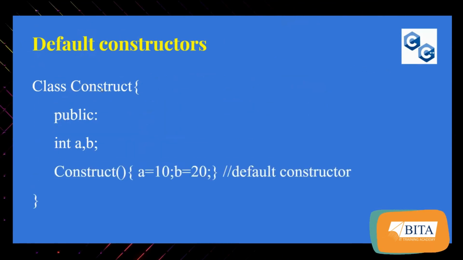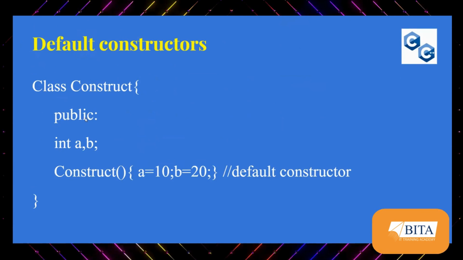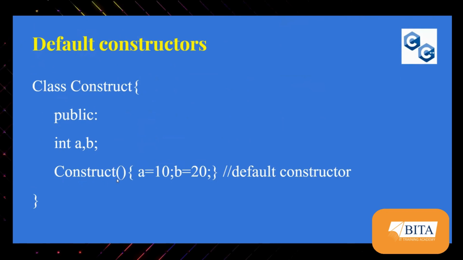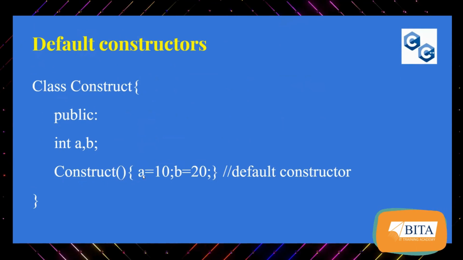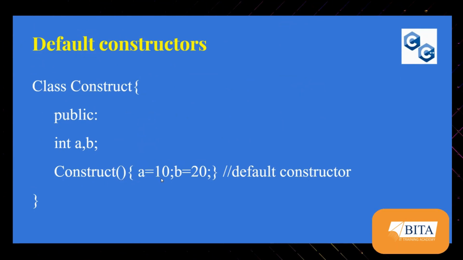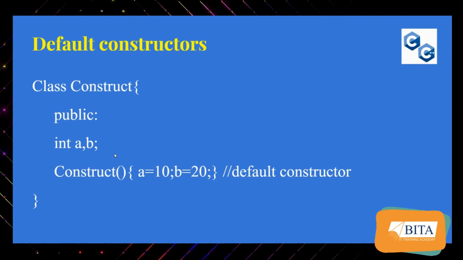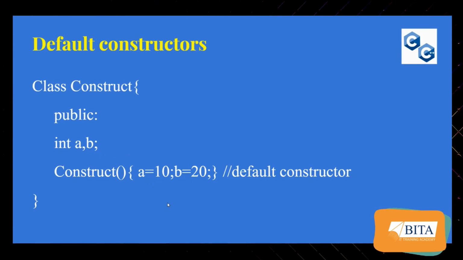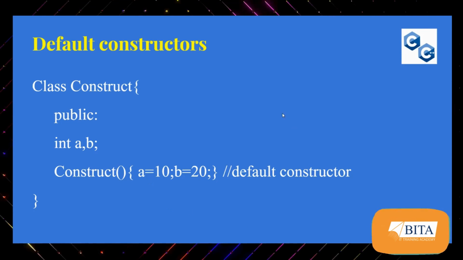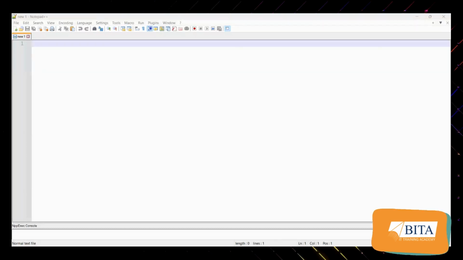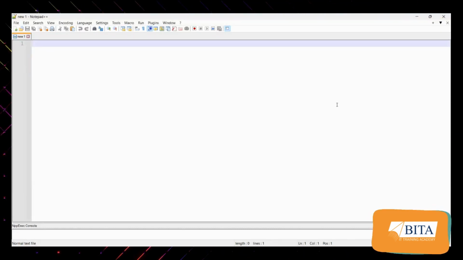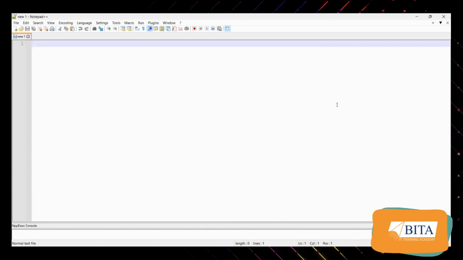This is the class. Inside the class, we have a public section. We have two variables. This is the default constructor, and we are initializing the values for the variables. We'll understand this with an example. We'll learn about the default constructors with a simple example.